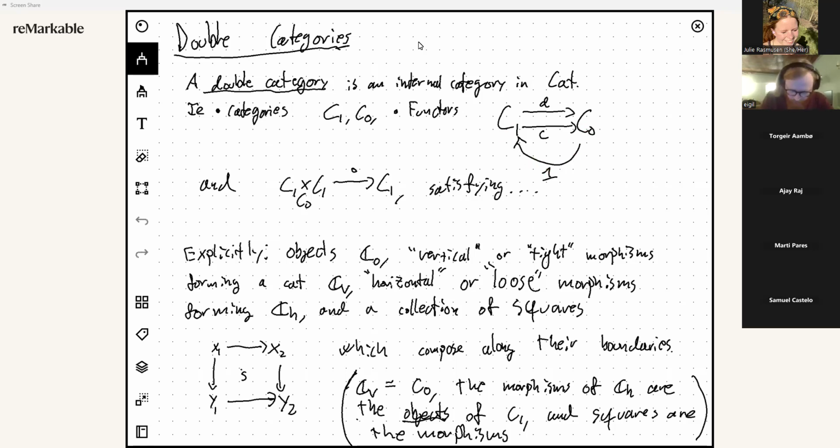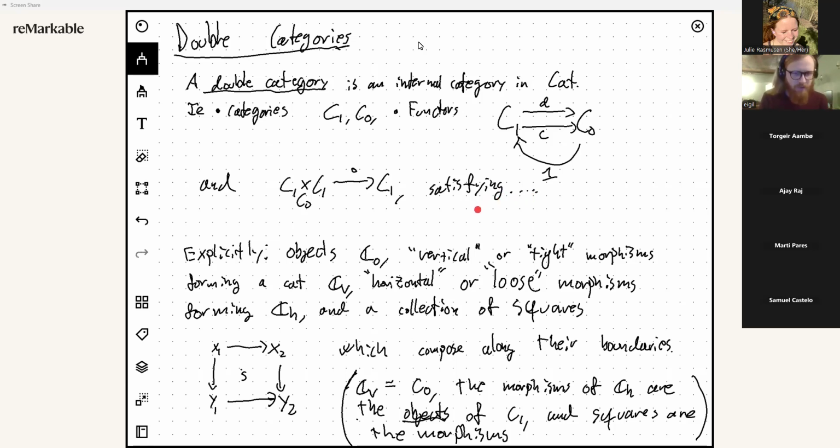And then crucially, there's a composition operation which goes from the pullback of C1 by itself over C0, so this is the category of composable pairs, to C1. And then they have to satisfy some equations like associativity, unitality, but also the domain of an identity is the object that you started with, and the domain of a composite is the domain of the first morphism in that composite, and so on.